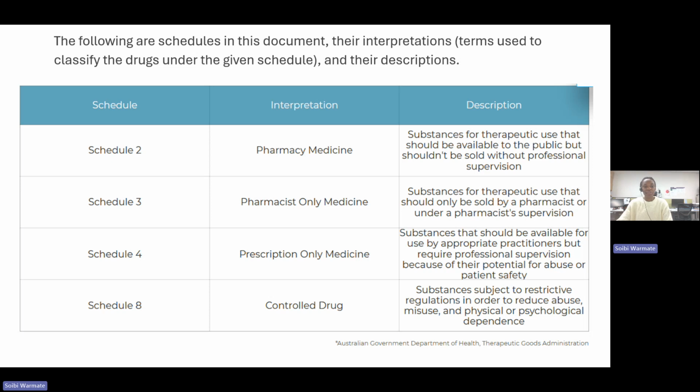We have Schedule 4, which is also known as S4. These are prescription only medications. These are substances that should be available for use by appropriate practitioners or require professional supervision because of potential for abuse and patient safety. We have Schedule 8, which is S8. These are controlled drugs. This is substance subject to restrictive regulations in order to reduce abuse, misuse, and physical or psychological dependence.